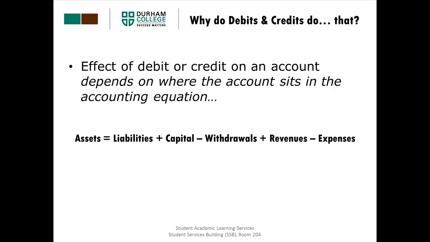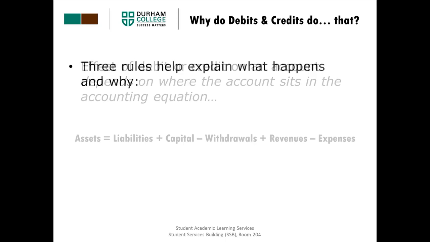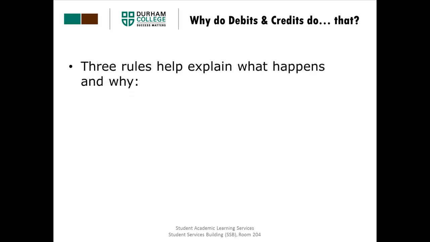Now that we understand how debits and credits work together within an account, let's take a look at how they affect the balance of each account type. The effect of a debit or credit on an account depends on where the account sits in the accounting equation. 3 rules help explain what happens and why.